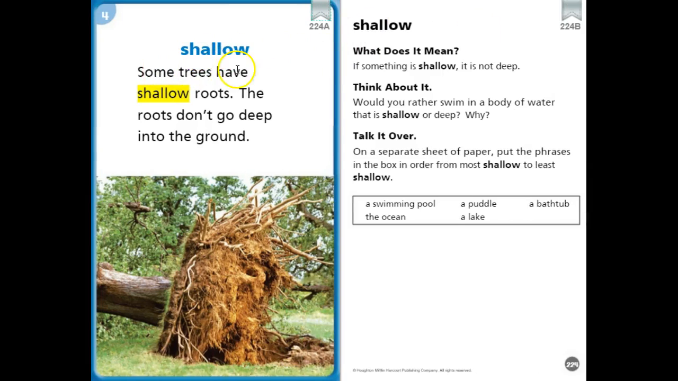Shallow. Some trees have shallow roots. The roots don't go deep into the ground. If something is shallow, then it's not deep. Would you rather swim in a body of water that is shallow or deep, and why? Put the phrases in the box in order from most shallow to least shallow.